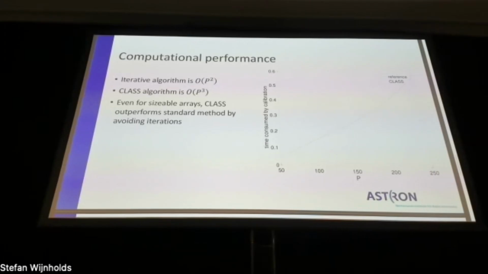But even for this aardvark array, which already consists of a significant number of antennas, you can already see that it's still significantly less, say by a factor of 5 or so, than what StEFCal required to calibrate the array.